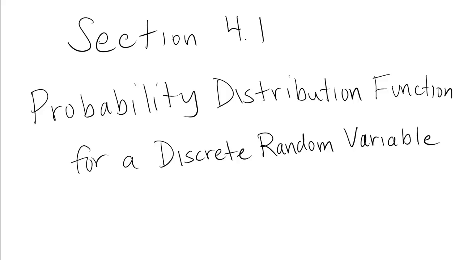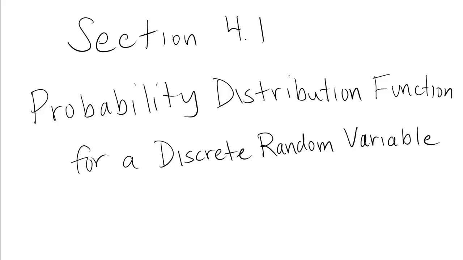This is the video lecture for section 4.1, which is entitled Probability Distribution Function for a Discrete Random Variable. In this section, we're going to be picking up two important definitions. Both of them have subtle parts to them, and so we're going to look at multiple examples that correspond to each definition so that we can make the ideas more concrete.